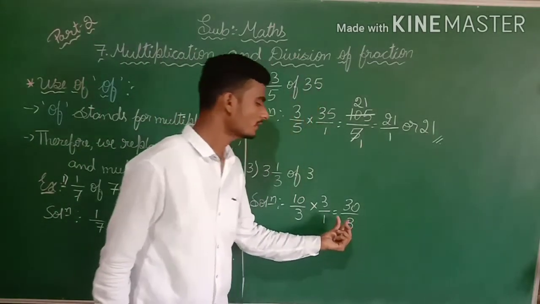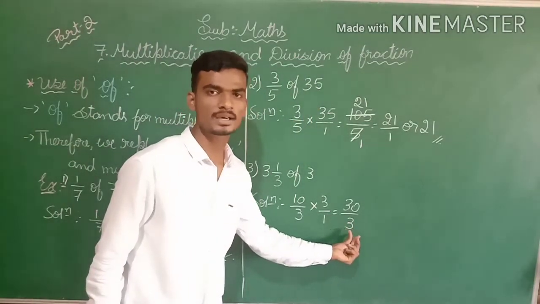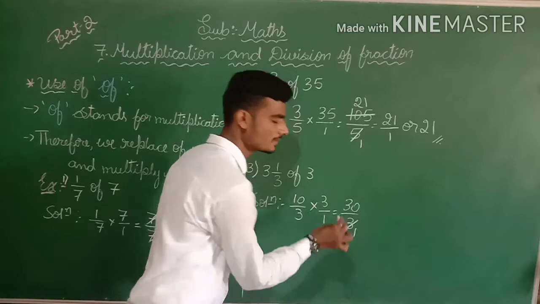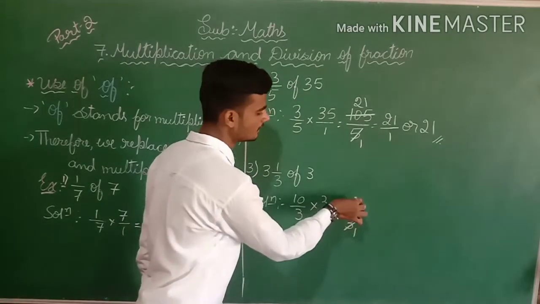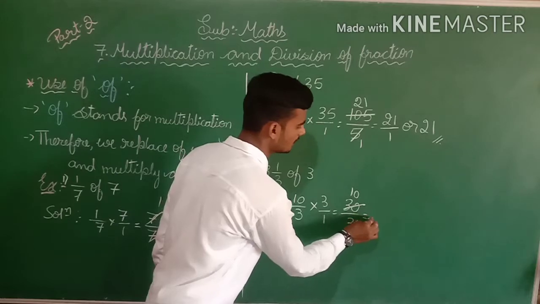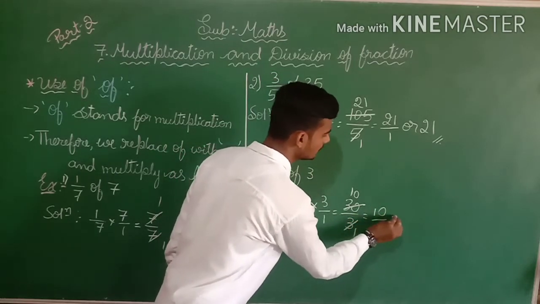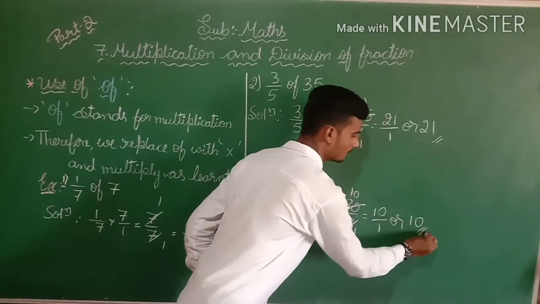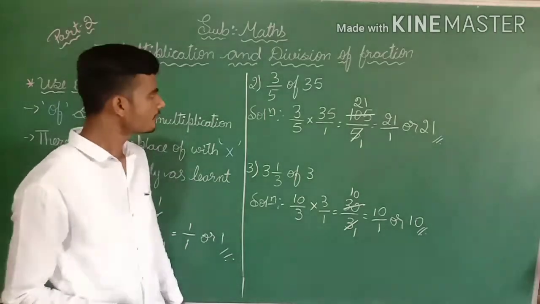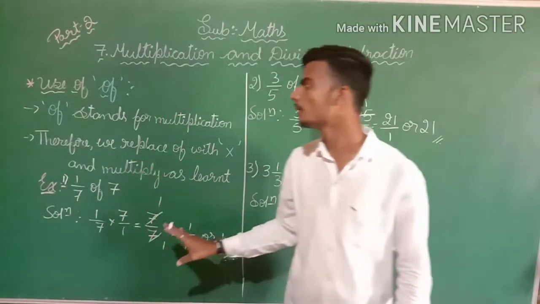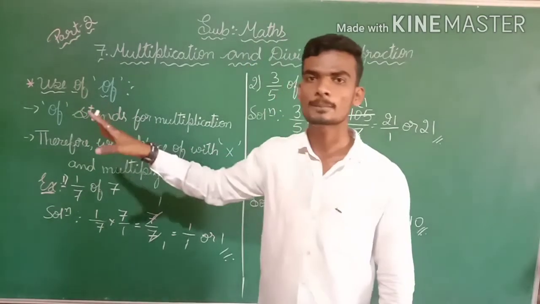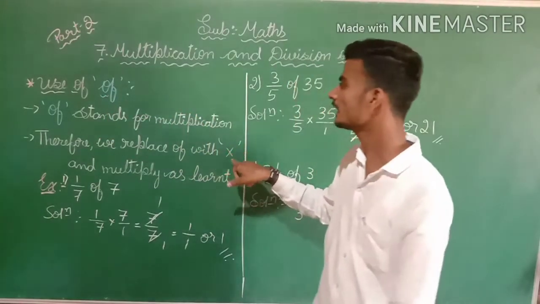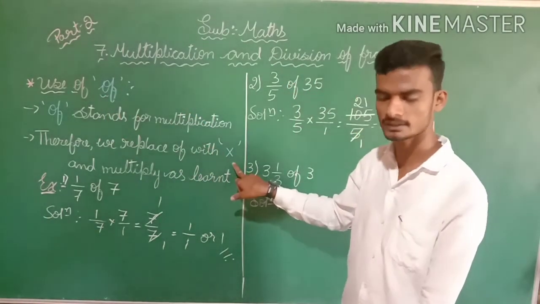Then you have to think whether we can convert this into the lowest term or not. We can convert it very easily into the lowest term. By seeing this itself, you can write 3 ones are 3, 3 tens are 30. You will get 10 by 1. Or you can write this 10 by 1 as only 10. Both are right. In this way, you have to solve the problems using "of". If the problem involves "of", what you have to do? You have to write a multiplication symbol in its place.